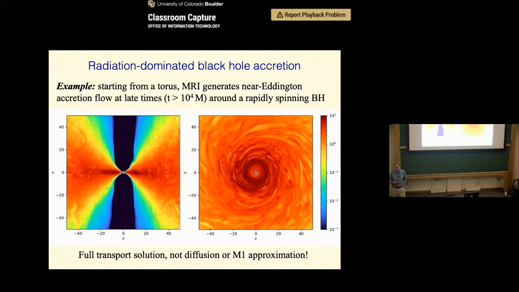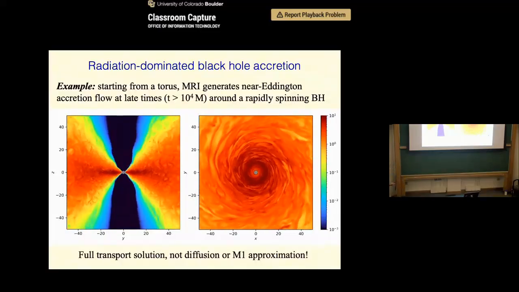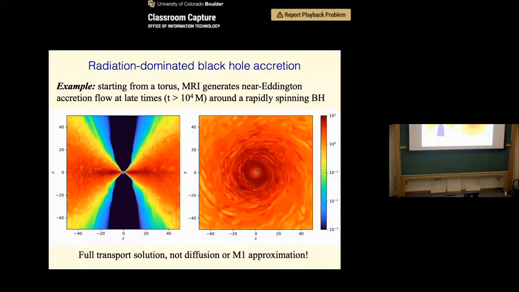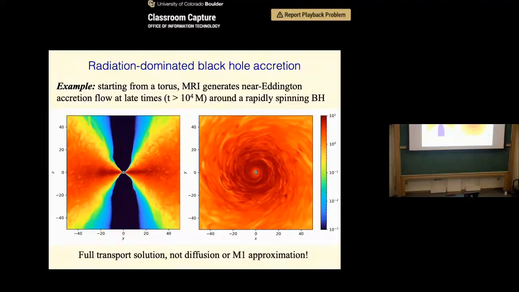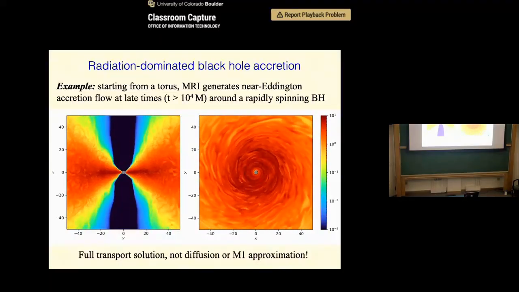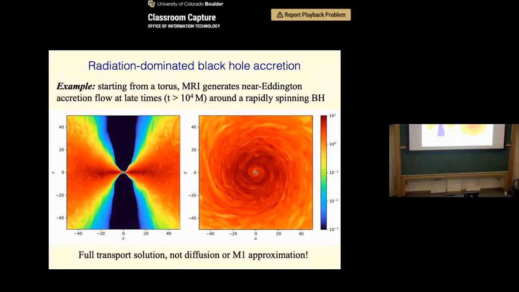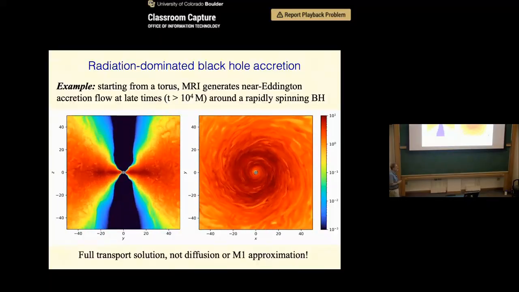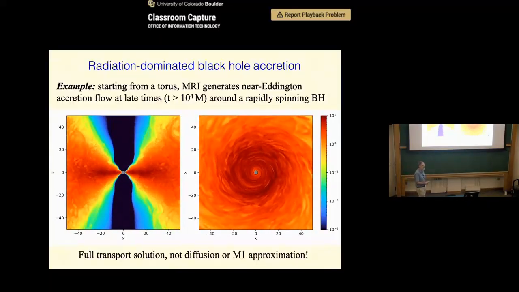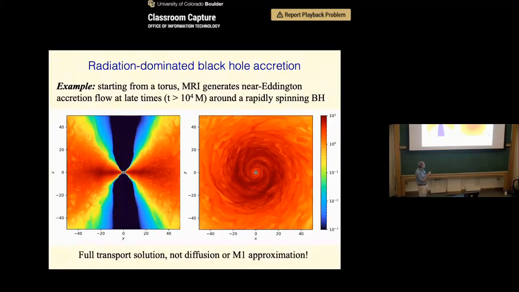And this is a calculation. This movie starts late in the evolution where an accretion disk is set up, and it has now reached a steady state accretion flow. This is now a radiation-dominated accretion flow onto a black hole. And you can compare to what it looks like when you don't include the radiation field, and it's really quite different, even qualitatively. You see the turbulence is much fluffier.